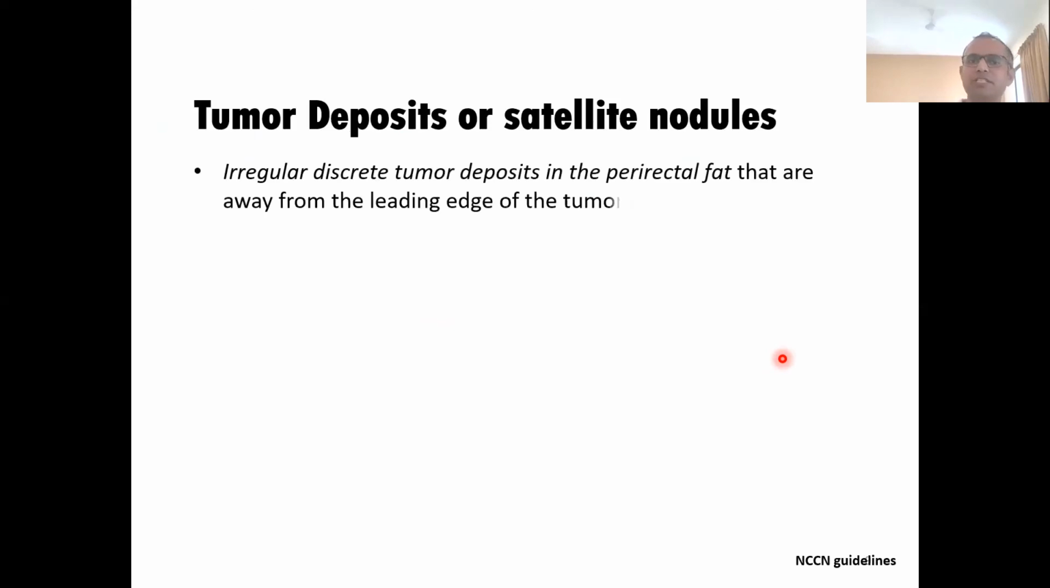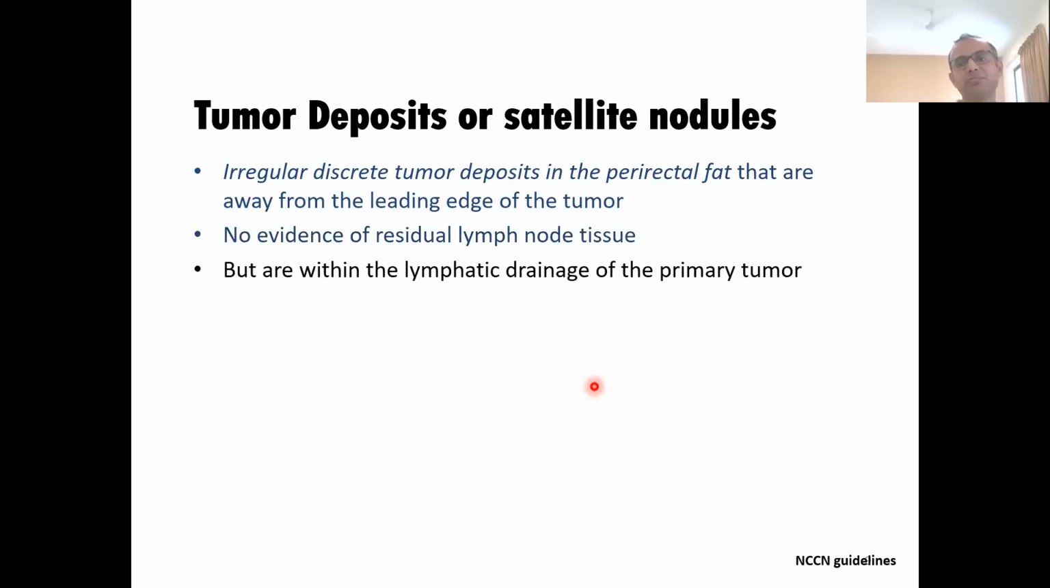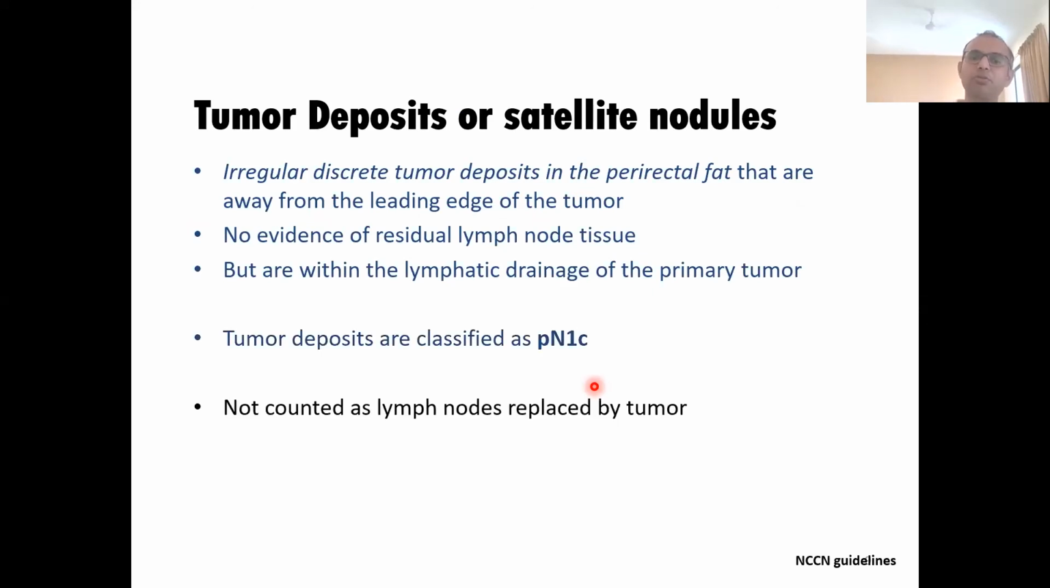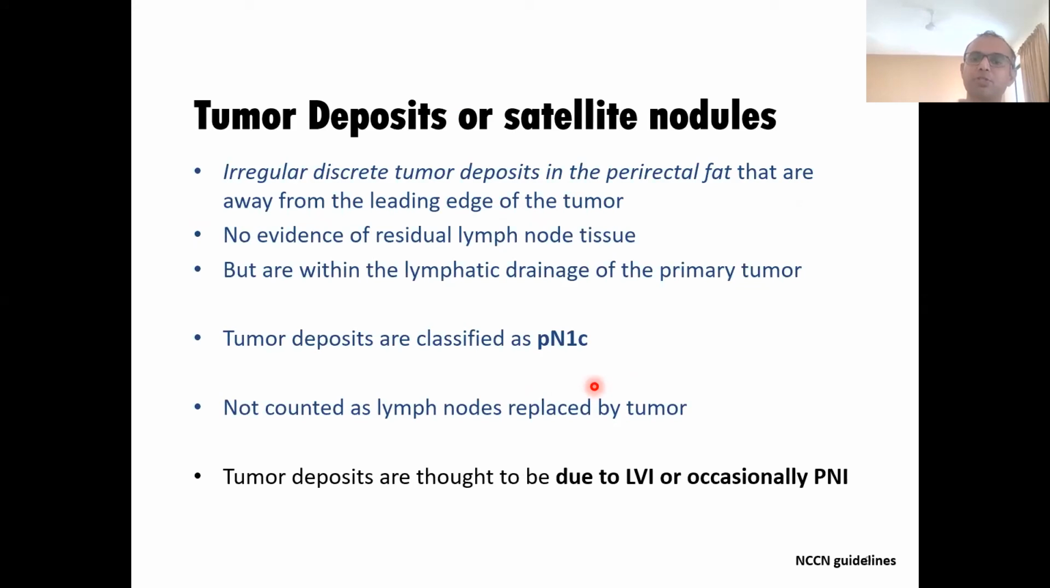Tumor deposits are irregular discrete tumor deposits in the perirectal fat that are away from the leading edge. Means you have the tumor at the center, and away from the tumor there is a tumor deposit; that is called N1C. No evidence of regional nodes, but within the lymphatic drainage of the primary tumor. This is located within the lymphatic drainage, that is called N1C. This N1C concept is only pertaining to colorectal cancers. It is not counted as a lymph node replaced by tumor, but the tumor deposit itself is due to lymphovascular invasion or occasionally perineural invasion.